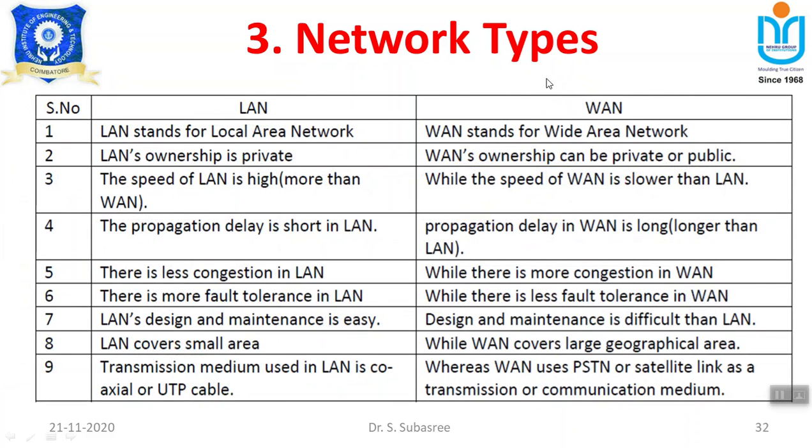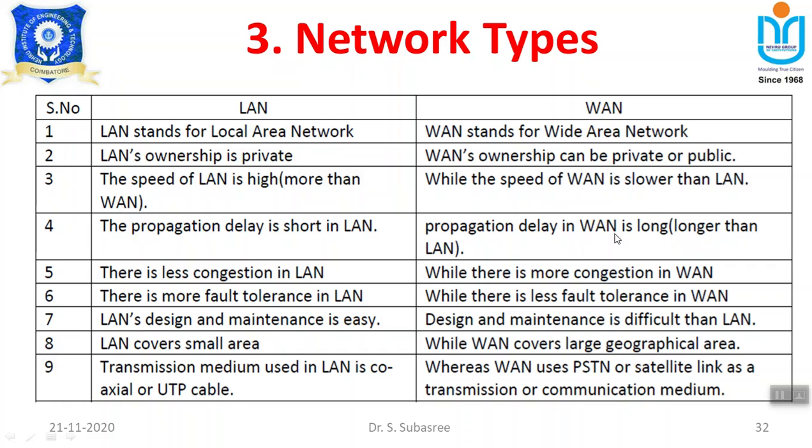And here there are differences between LAN and WAN. You just go through this. LAN is for covering only a local area, and WAN is for a wide area. Here it is called private, but WAN is public. The speed of LAN is high because it covers less area, but WAN is slow. Propagation delay is short and delivery delay is short, but in WAN it is long because we are transferring data from India to the US.